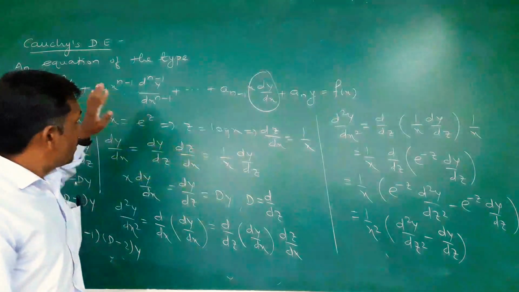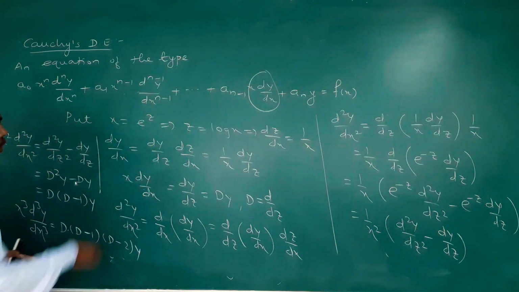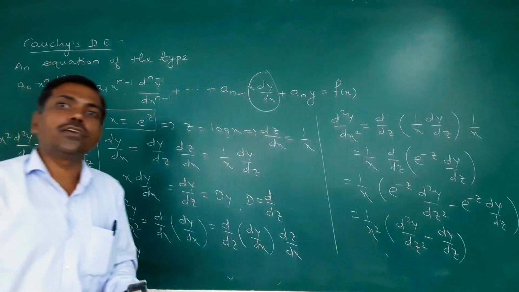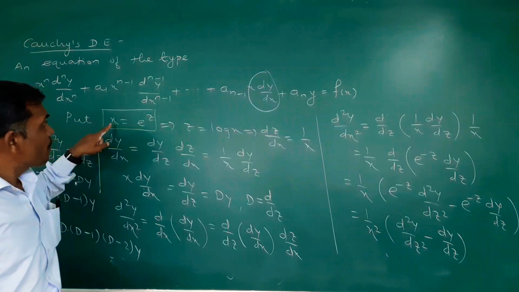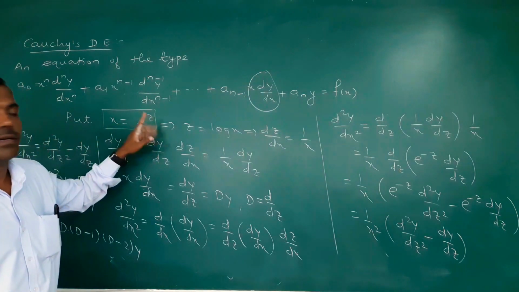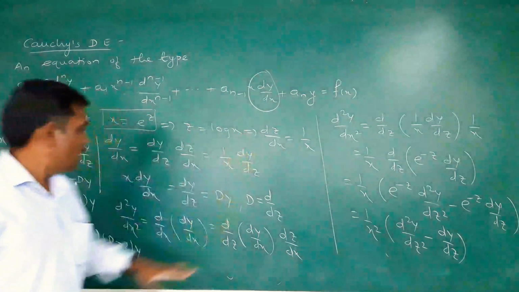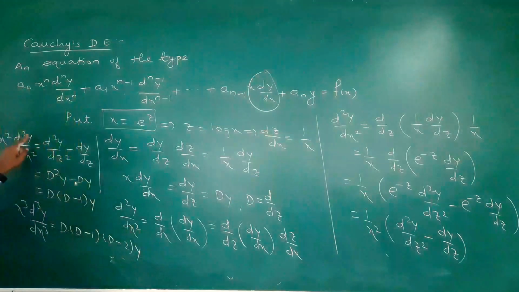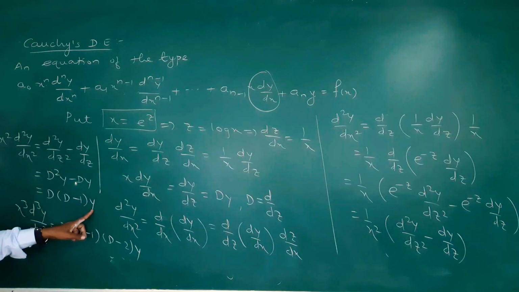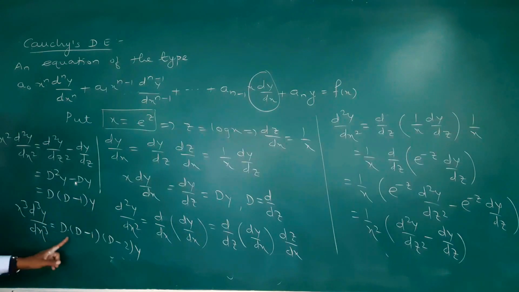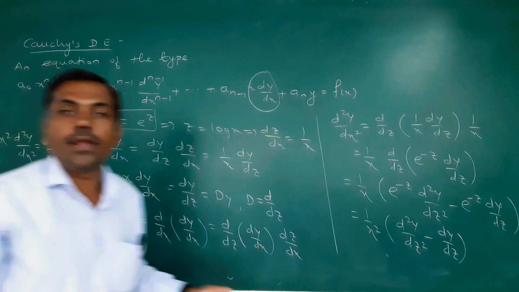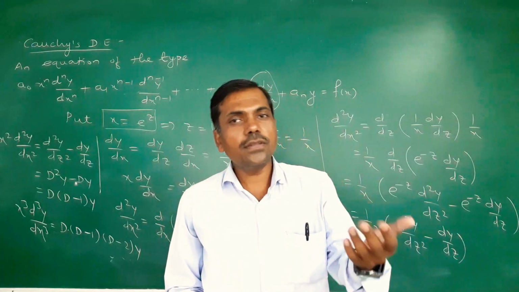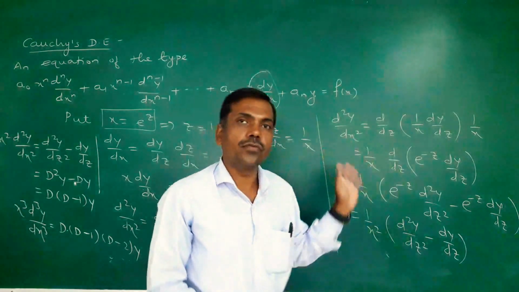So our important step to reduce the Cauchy differential equation into a linear differential equation is the substitution x is equal to e raised to z, z is equal to log x. Then what is the value of x d by dx? It is capital D. Then x square d2y by dx square is D into D minus 1 y, x cube d cube y by dx cube is D into D minus 1 into D minus 2 y. Like that. Right? So this is our Cauchy differential equation. We will see the examples based on Cauchy differential equation.